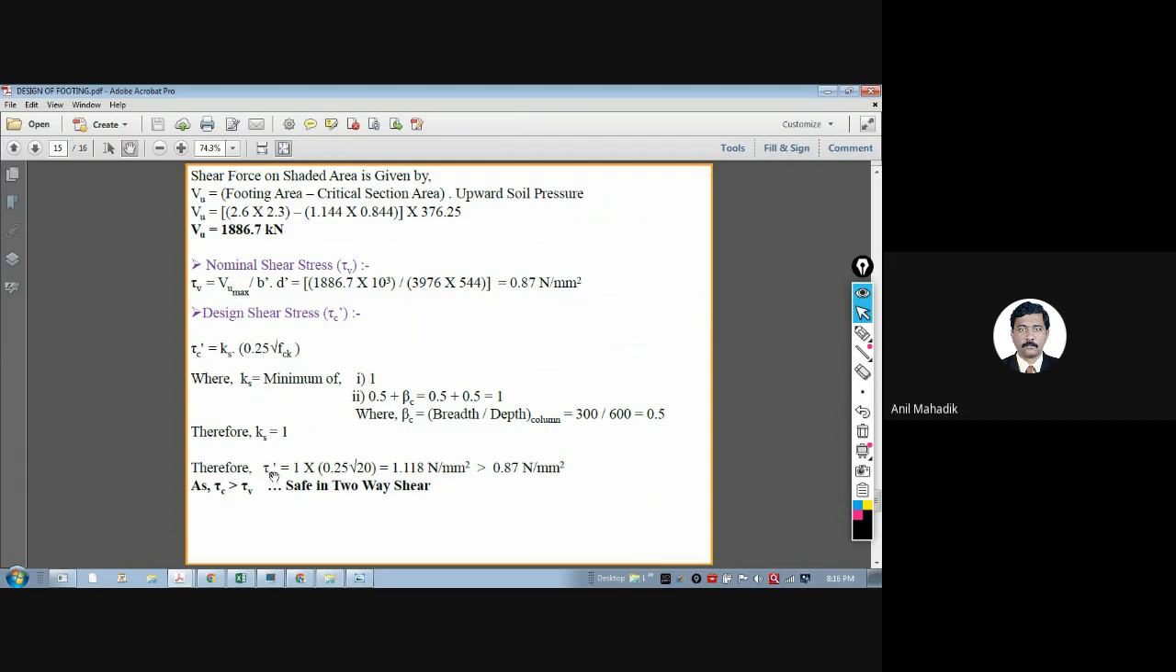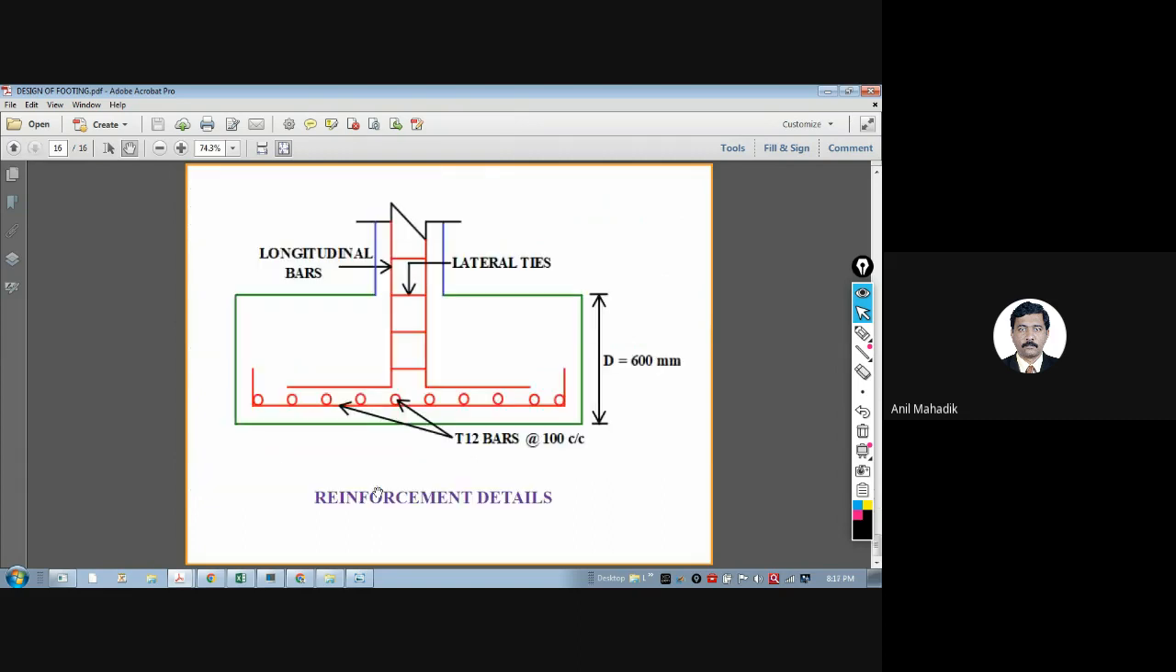Therefore tau C will be 1.118 Newton per mm square, and actual shear stress is 0.87. So permissible is greater than actual, so safe in two-way shear. So we can provide this T12 at 100 center to center, and the depth of footing is 600, and the size we have already arrived at. So this is the general procedure for design of footing.